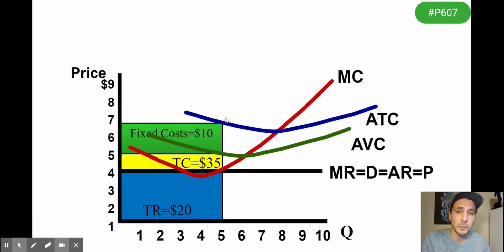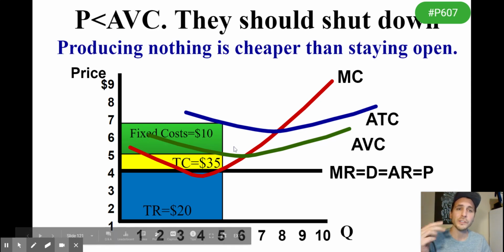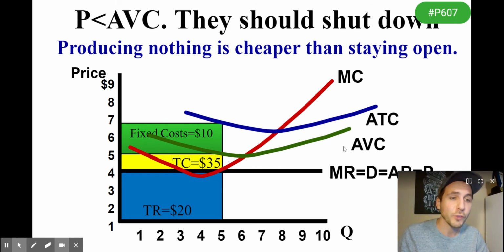Remember, it's the vertical distance between these two curves, ATC and AVC. So it's 5 to 7, or 2 times 5. 2 times 5 is $10. So if my fixed costs are $10 and I have a loss of $15, should I stay open or should I shut down? Well, by shutting down, I will only have to pay $10. By staying open, I will have to pay a loss of $15. Of course, I should shut down. When price is below average variable cost, MR equals D equals AR equals P is our price. That's the P. When it's below average variable cost, the loss, which is this box here, is going to be larger than the fixed cost.